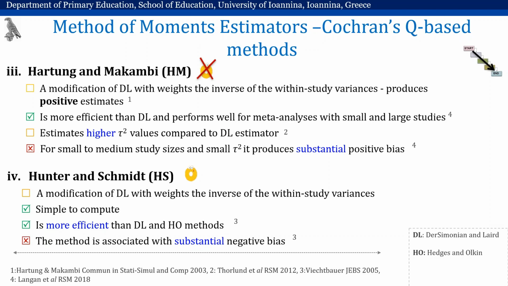The Hunter and Schmidt method is also a modification of the DerSimonian and Laird estimator and uses the fixed effect weights. The method is more efficient than the DerSimonian and Laird and the Hedges and Olkin, but it has substantial negative bias.